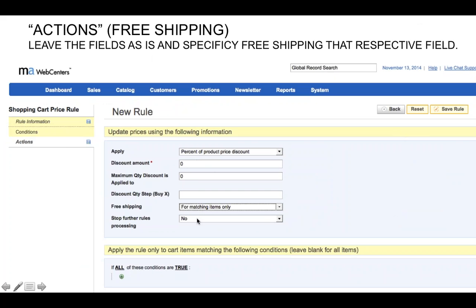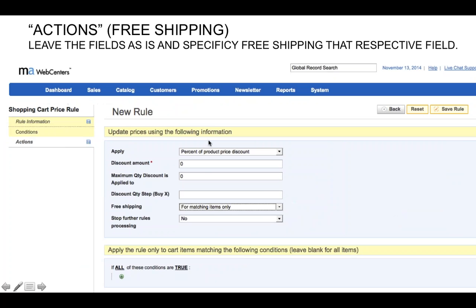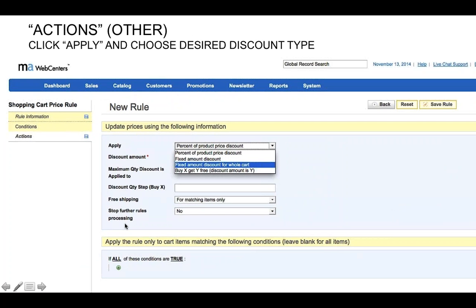But since what we're doing right now is actually just free shipping, we're going to leave all of this at 0. If we had called this coupon code something like 10% off and the code was 10OFF, then when we got to this screen, we would have said discount amount 10% or $10 or whatever it was going to be. Maximum discount applied to blah, blah, blah. We're just going to go ahead and call it free shipping though.